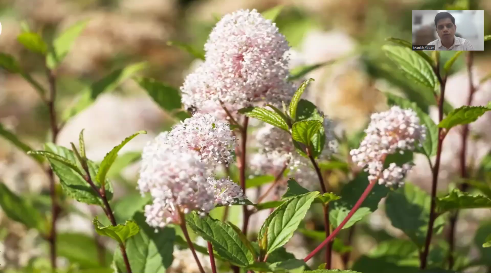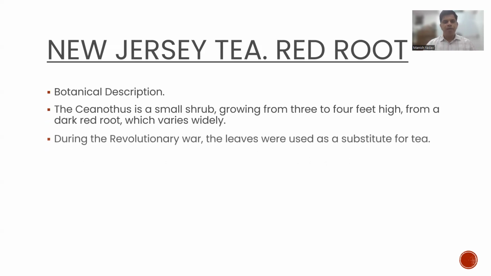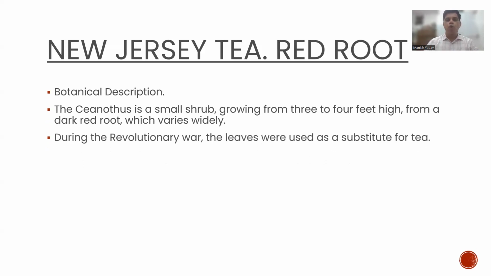This is how the plant looks, Ceanothus. What is it called? It's called New Jersey tea, red root. Botanical description, let's understand. So Ceanothus is a small shrub growing 3 to 4 feet from a dark red root, which varies widely. During the Revolutionary War, leaves were used as a substitute for tea. That's why it is called New Jersey tea.